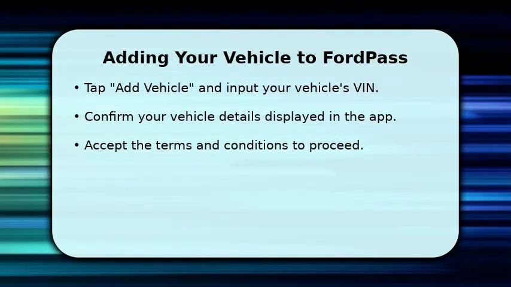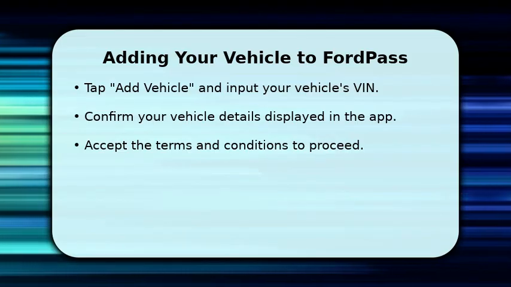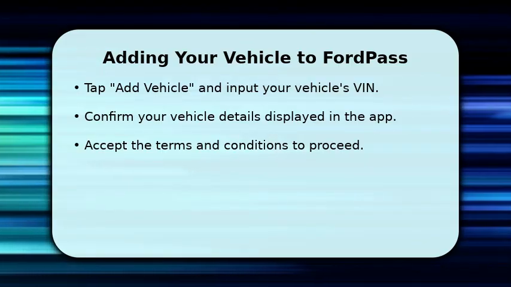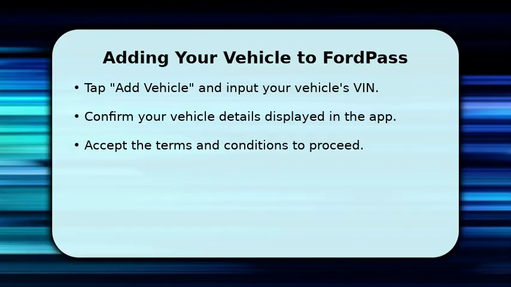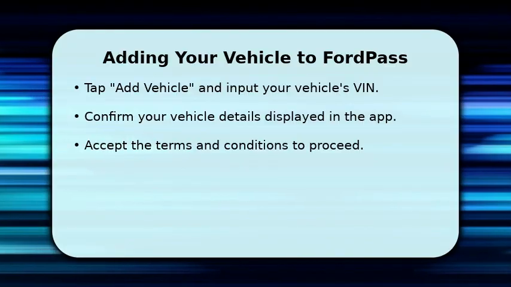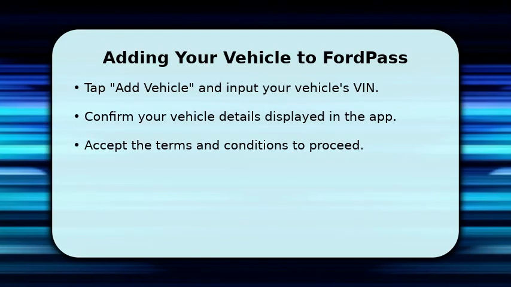Now that you're logged in, it's time to add your vehicle. Tap the Add Vehicle option within the app and carefully enter your vehicle's 17-character VIN. The app will then display your vehicle's details for confirmation. Double-check that everything is correct before accepting the terms and conditions. This step links your specific Ford vehicle to your Ford Pass account, unlocking its features.